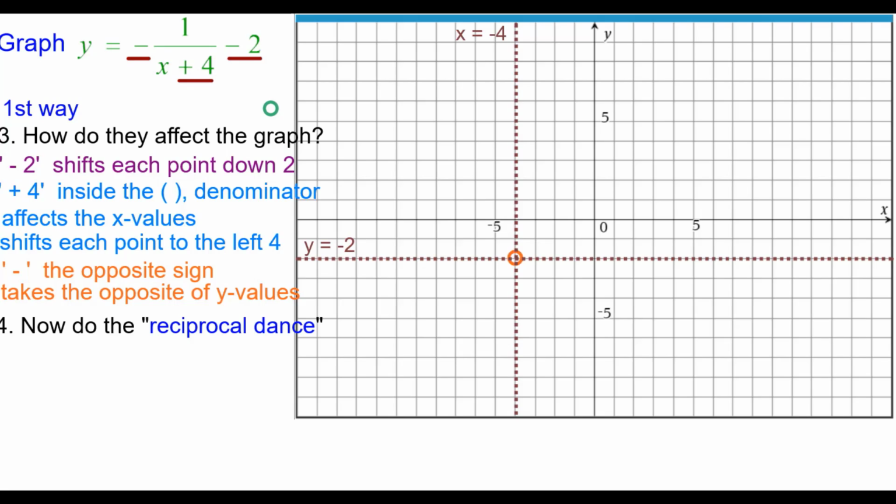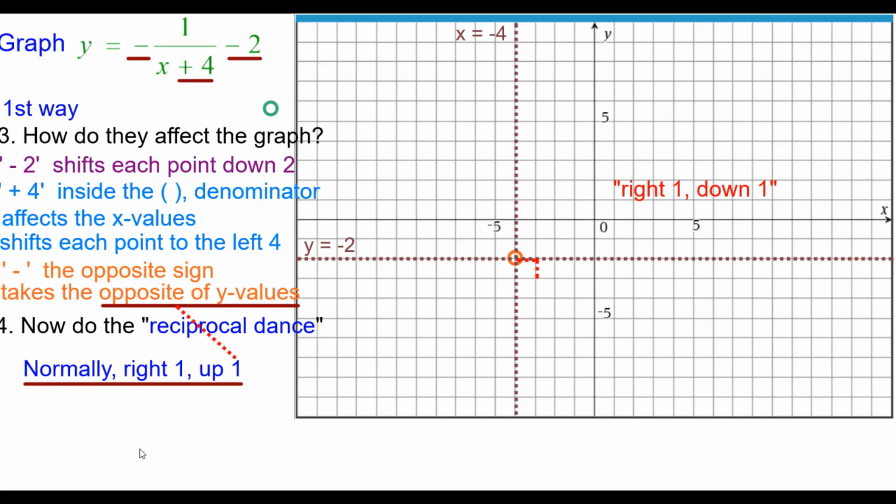From here, we'll do the reciprocal dance, which normally would be right 1, up 1. But in this case, it's going to be right 1, down 1, because we take the opposite of each y value. Next, it's right 2, up a half, but in this case, it'll be right 2, down a half, because, again, we're taking the opposite. And right a half, up 2 normally, but it's going to be right a half, down 2.